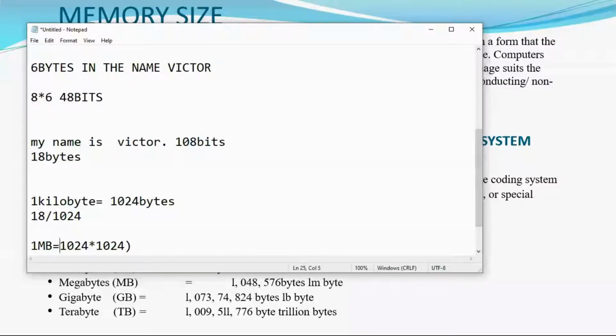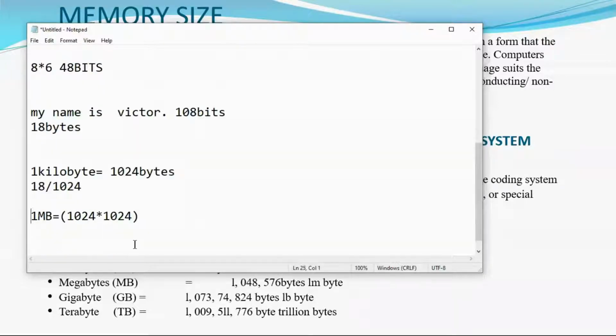To find the number of bytes in a megabyte. So that will give us the number of bytes in a megabyte. Of course, and then we also have gigabytes. In 1 gigabyte, we shall have about 1024 megabytes. So we can also convert this 1 GB to bytes. So that is how we do the conversions here in memory size.